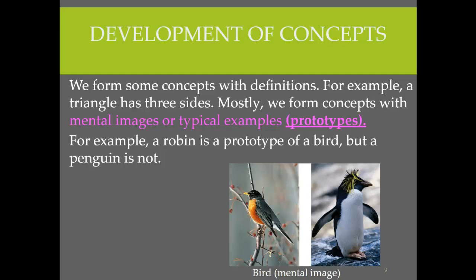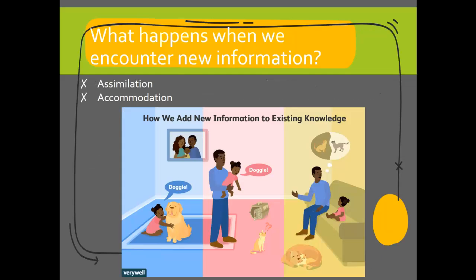I actually forgot and took that triangle picture off there. But mostly we form concepts with mental images or typical examples, so our prototype. For example, the prototype for a bird is usually when we picture just a little songbird or a robin. A penguin doesn't really fit the prototype because it doesn't fly, and doesn't have the same kind of feathers and body shape. Another example, an ostrich doesn't really fit the prototype. So there are always exceptions to prototypes.